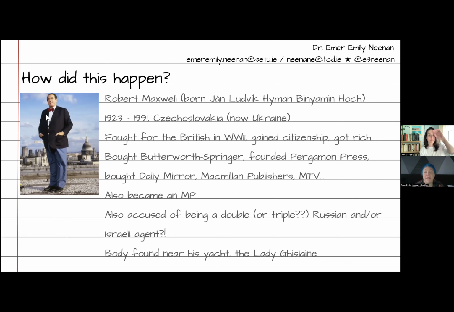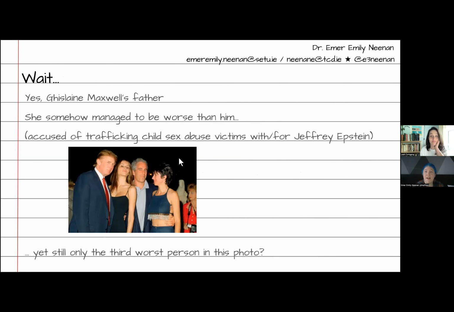His body was found near his yacht, the Lady Ghislaine. If Ghislaine Maxwell sounds familiar to you, it is because it is that Ghislaine Maxwell. She somehow managed to be even worse and is still only the third worst person in that photo, but that's the family.